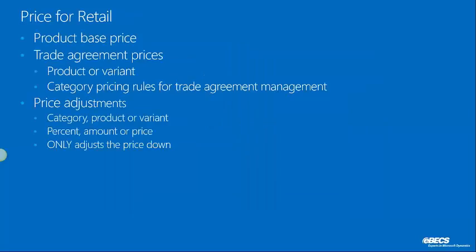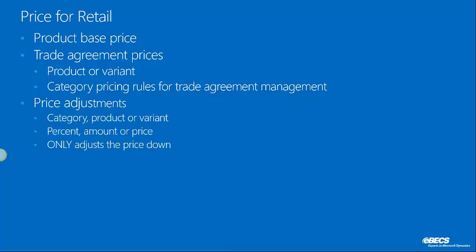First, I just want to talk about what price is actually reflected in a sales order or a purchase order based on the product. You've got your product-based price, which of course is created in your released product master. And then you've also got trade agreement prices. So in addition to your base price, it will also take a look at your sales trade agreements, your purchase trade agreements, any vendor trade agreements or customer trade agreements. And this could be either for the product or the variant.